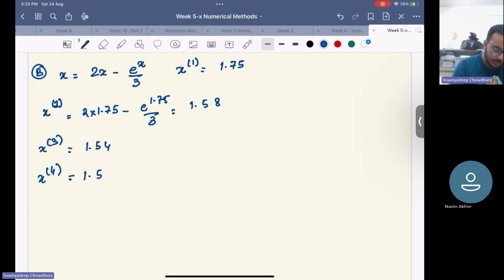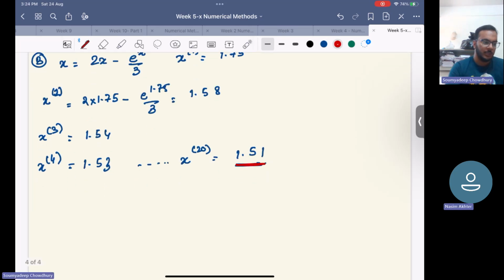So you can see it is gradually converging. And if you do after, say, 20 or 30 iterations, it will basically converge to 1.51, which is the other root of the equation. Is it clear? Yes, I understood. Okay.